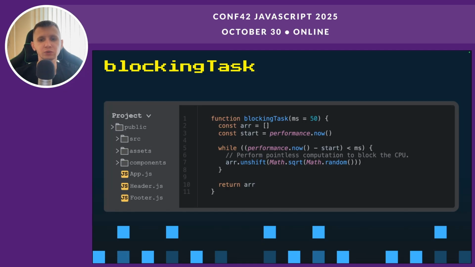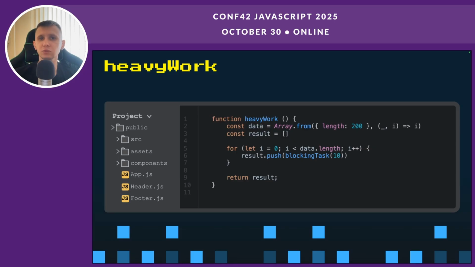This function will be used inside another simple function. Imagine a common situation where we need to loop through an array of data and apply that heavy work to each item of the array. To do this, we will create a heavyWork function in which the following happens. On line 2, it creates an array of 200 items, just numbers from 0 to 199. I know that 200 items are not that many, but it will be enough to see the essence of the problem. Then a new empty result array is created to store the processed values.